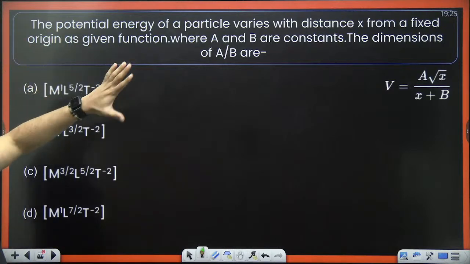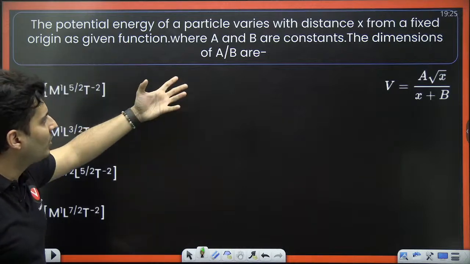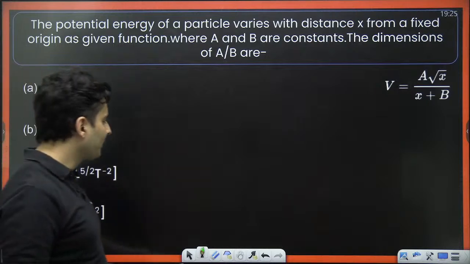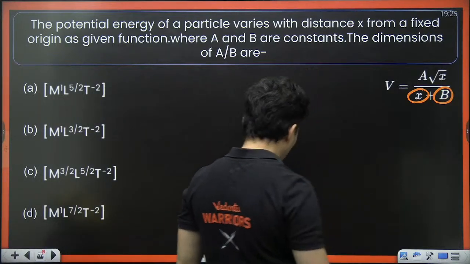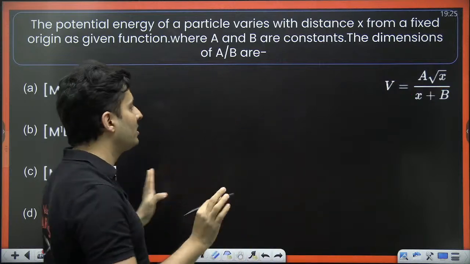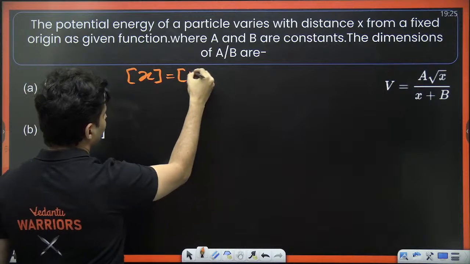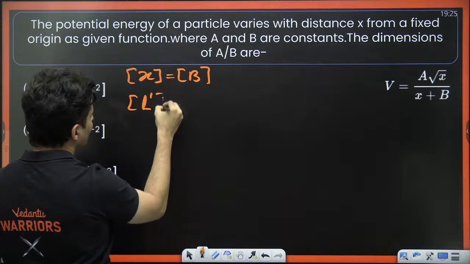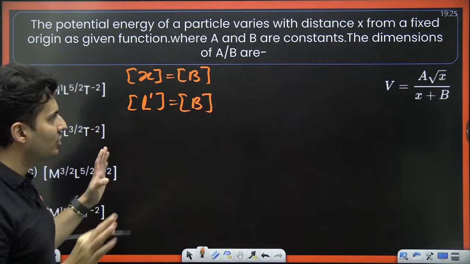The potential energy is given as a function of X, where A and B are constants. What's the dimension of A by B? First focus over here. X is added with B, so these both must have the same dimension. So the dimension of X must be the same as the dimension of B. The dimension of X is the same as the dimension of length. So the dimension of B is length raised to 1.